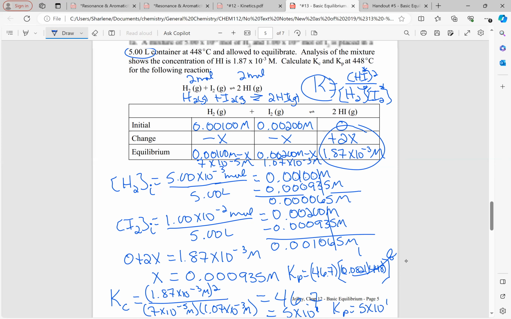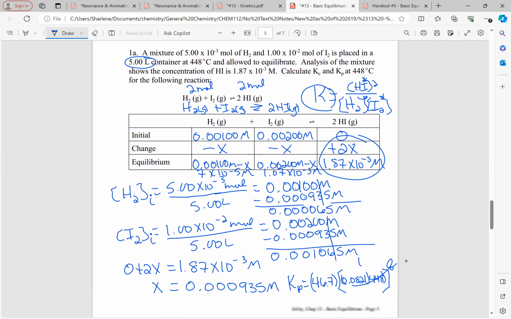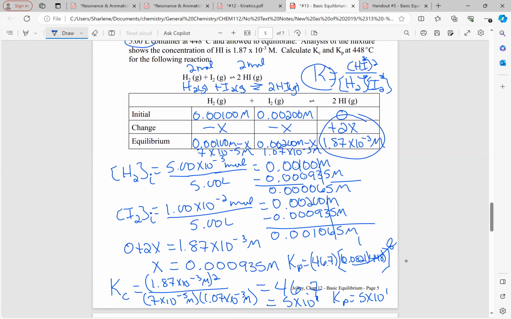All right, there is a fairly long problem that gives us most of the details in following an ice table. Step number 1, balanced equation. Step number 2, equilibrium expression. Step number 3, fill out your ice table with what is given. Step number 4, what in the world are you looking for? That's really the interesting point.